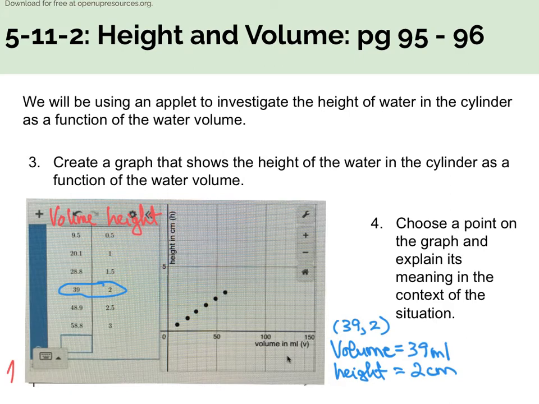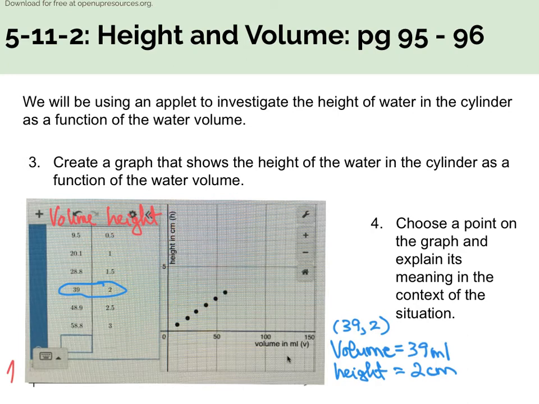So let's look at some things here. What do we notice about the shape of my graph? My graph is going up. It's linear. It's not curved or anything. What is our independent variable? Our independent variable is our volume. Our volume's down here. This is our independent. And then remember, our y-axis is our dependent.